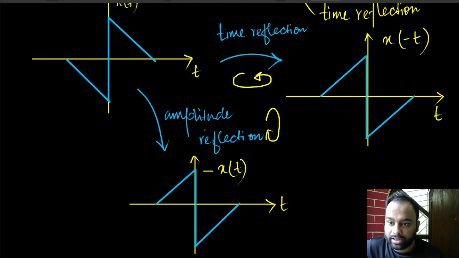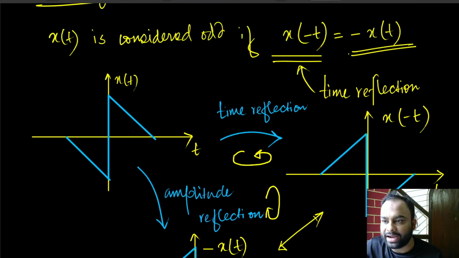So now, as you might already have seen, this signal under time reflection and under amplitude reflection looks the same, right? So doing a time reflection on this signal is identical to doing an amplitude reflection, in the regard that the appearance of the signal does not change. So these two are identical in nature. So this expression is valid here. And when this is true, then the signal is considered an odd signal. So this is an odd signal, right?